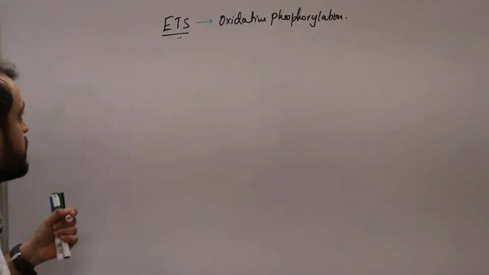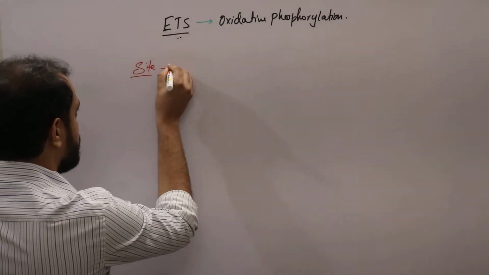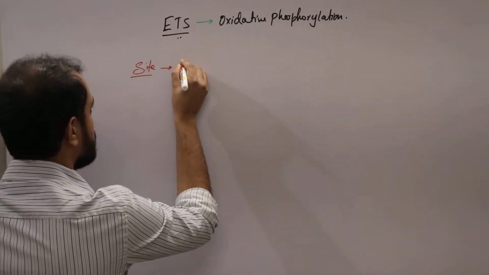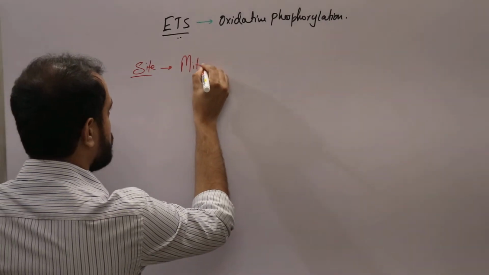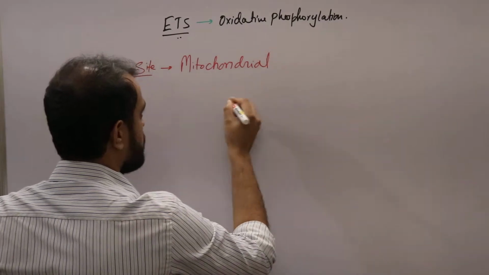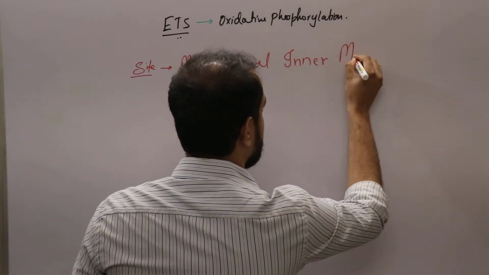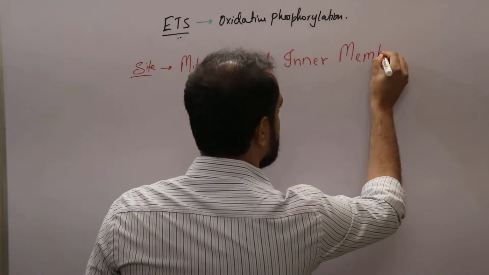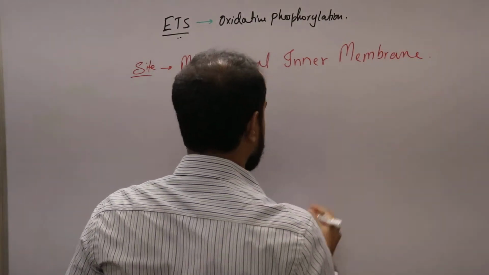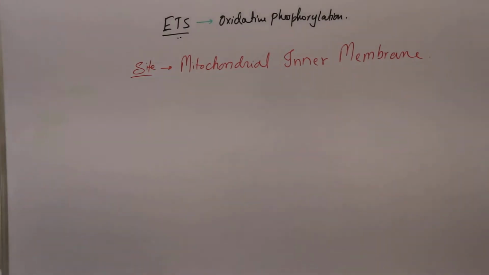Okay, now listen. The site for ETS is the mitochondrial inner membrane. It's not actually the mitochondria, it's actually the mitochondrial inner membrane where it is occurring.